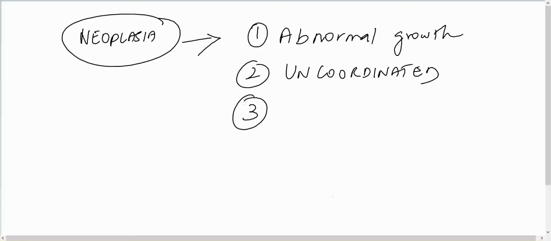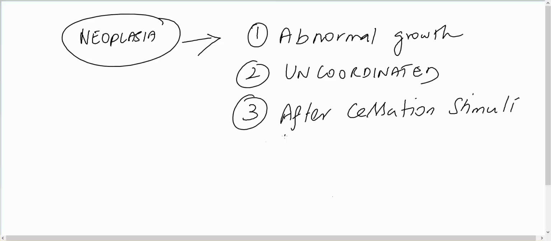And the stimuli which produced this abnormal growth, if the stimuli is stopped, the growth will continue. For example, a person is smoking and he got this abnormal growth, and if he stops the smoking after the abnormal growth, the abnormal growth will continue after cessation of the stimuli. So this is the basic definition, the basic principle of any tissue to call it a neoplasia.